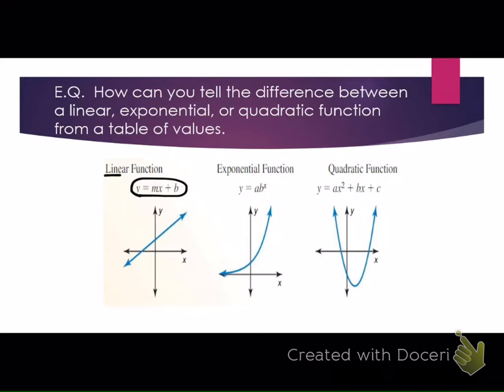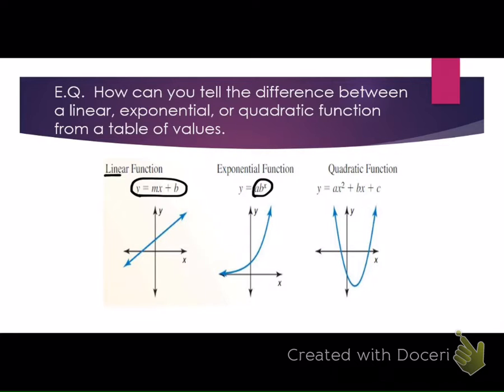Exponential functions are something we learned more recently, but this is when your function has a power in it. So you can see right here, this is a b raised to the power of x. So when the function has a power in it, it's an exponential function. And we talked about how the shape of this graph is like a banana-shaped graph.